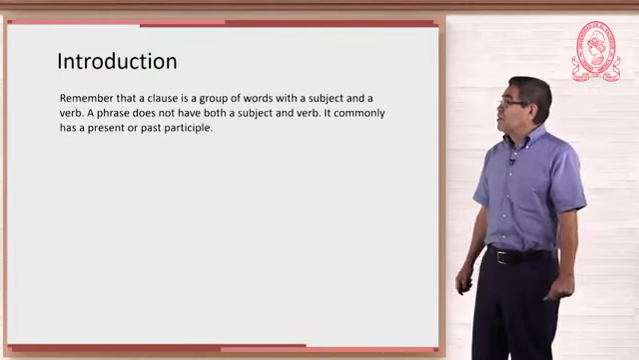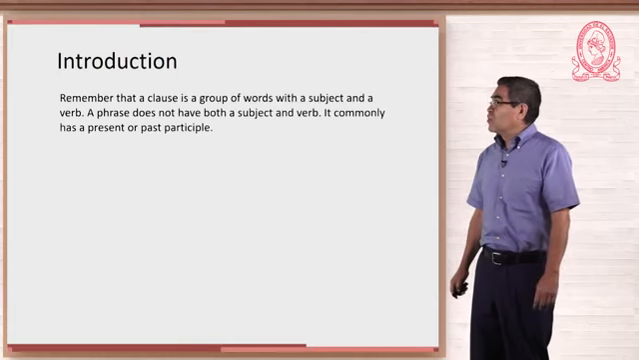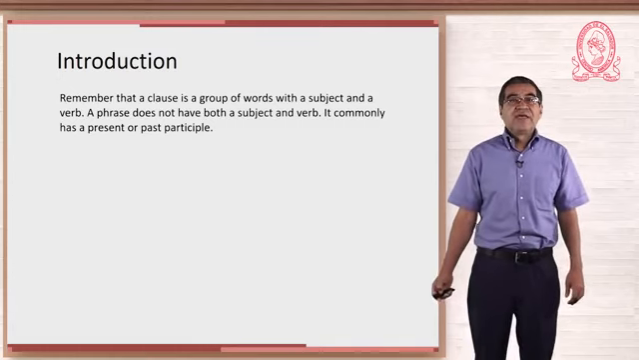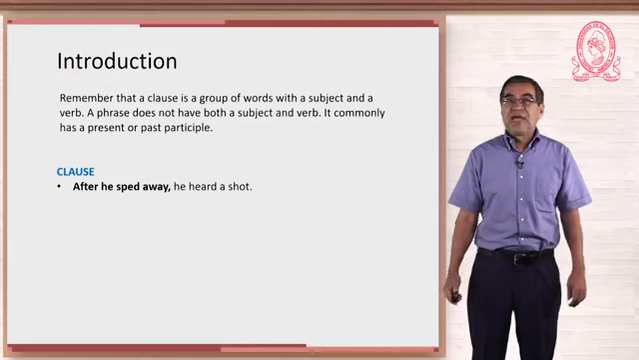Look at this. Remember that a clause is a group of words with a subject and a verb. A phrase doesn't have both a subject and verb. It commonly has a present or past participle. How do you understand this? I think it is better to see an example.